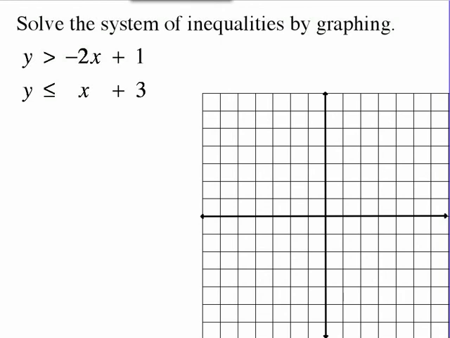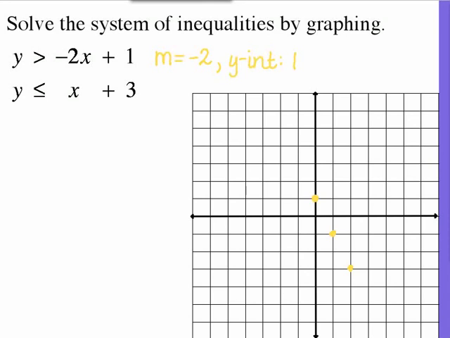Y is greater than negative 2x plus 1. What is my slope of that line? Negative 2. What is my y-intercept? My y-intercept is 1. So I'm going to put a dot at 1. What does the slope of negative 2 mean you do? Down 2 over 1. What type of line am I going to do here? A dashed line. So I'm going to draw in a dashed line.